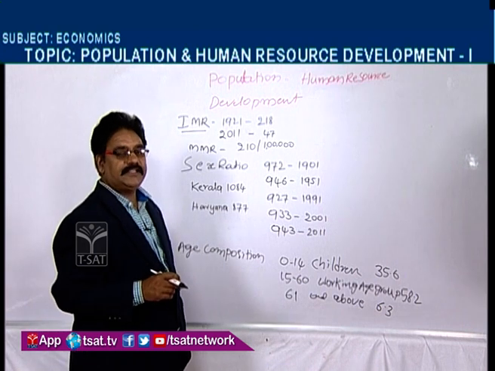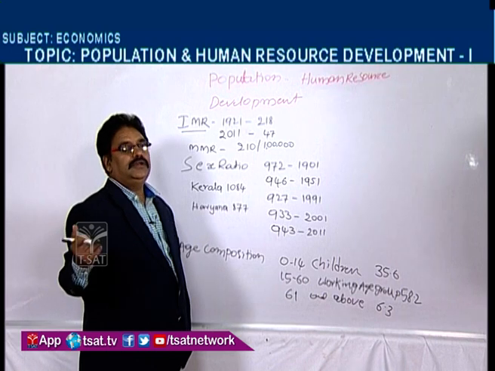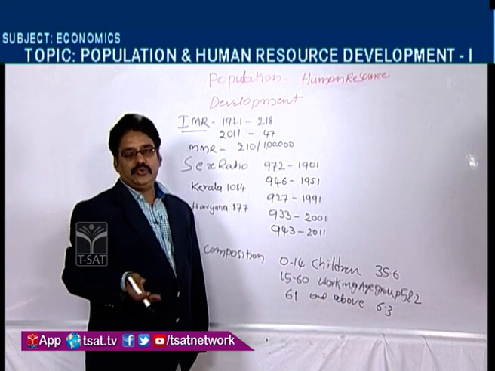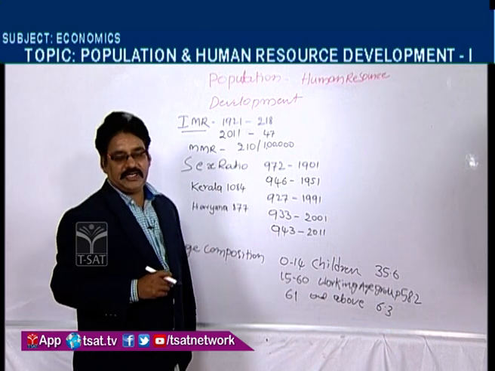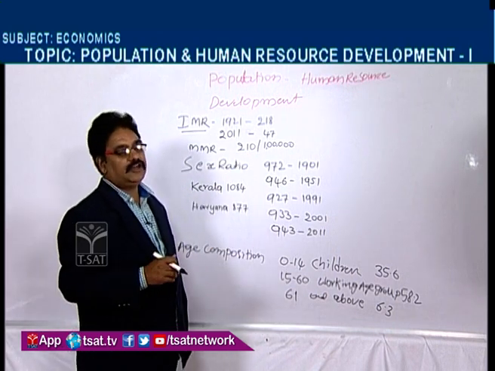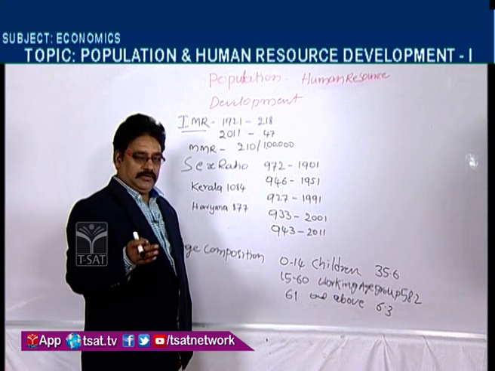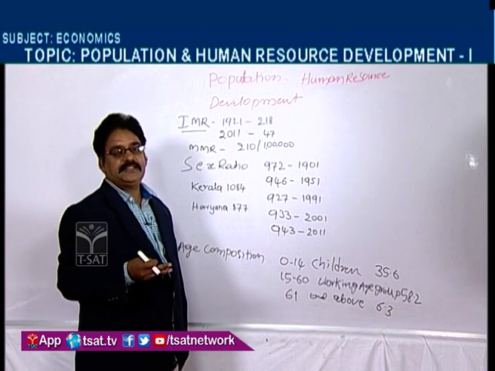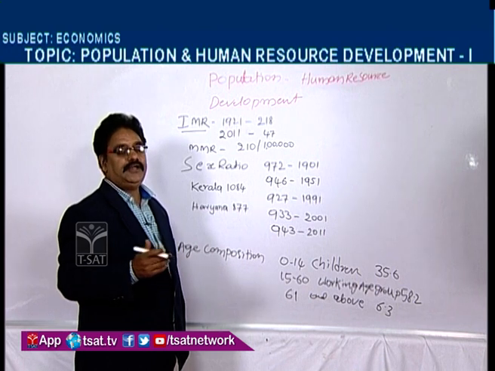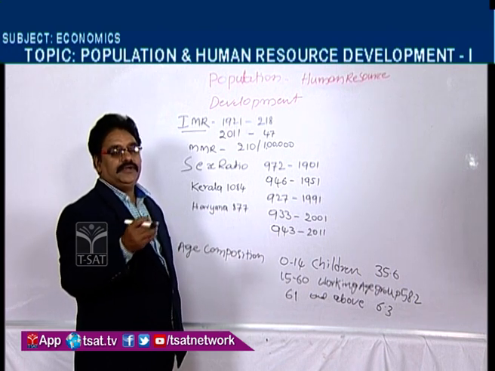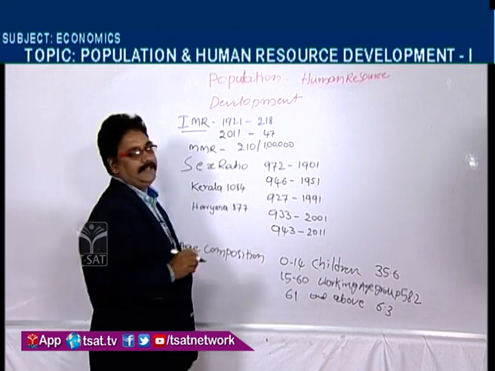Our Indian government has taken the necessary steps during the period from 1921 to 2011, and IMR has decreased to 47 due to the facilities provided by the government, supplying nutritious food, improving immunization capacity, and providing medical facilities. All this caused the decline in the infant mortality rate.